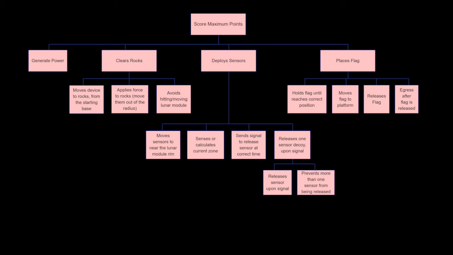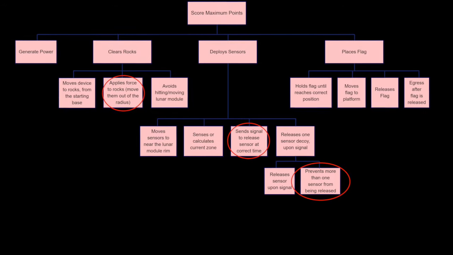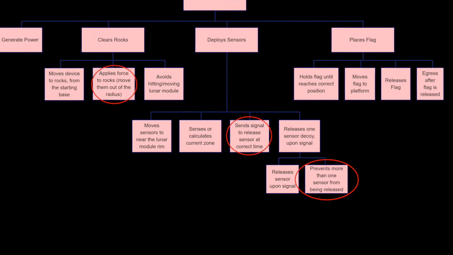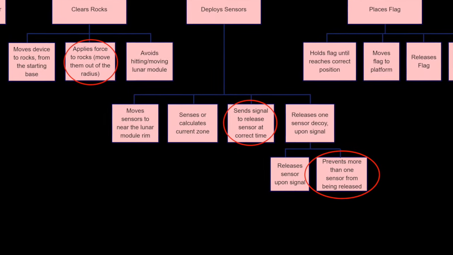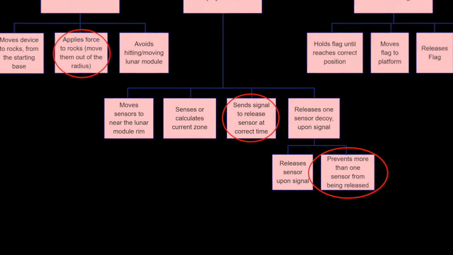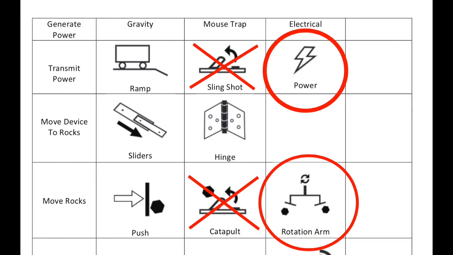The function tree, as shown, breaks down the 5 main tasks into essential subtasks as a different problem understanding approach to engineering design. Select challenging subfunctions were clearing the rocks from the Sea of Tranquility, deploying the sensor decoys into each of the opponent zones upon the lunar ridge, and preventing more than one sensor decoy from being released at a time. The morphological chart allowed us to recognize different types of mechanisms possible for our machine, giving us a guideline as to which mechanism to go with.